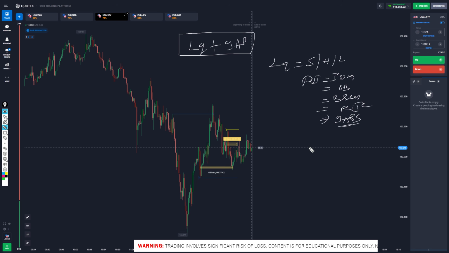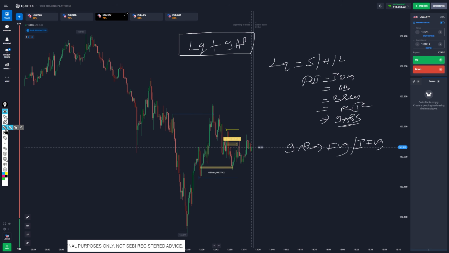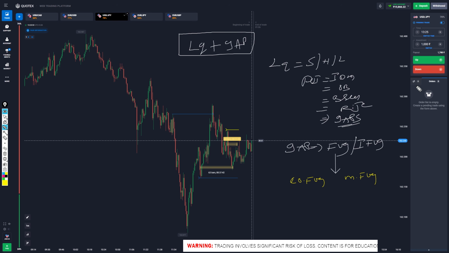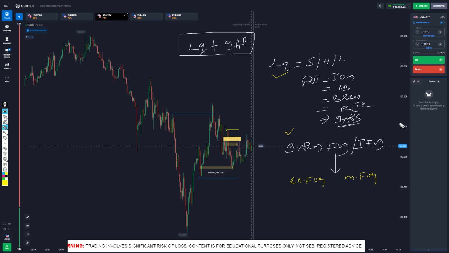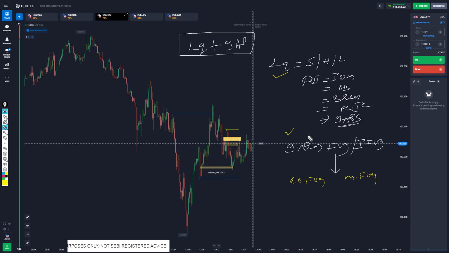Now, gaps means we have two types of gaps. First is the fair value gap. If it breaks, it will convert into an inverse fair value gap. From this fair value gap I also have two types of fair value gaps: one is confirmation FVG, and the second is manipulation FVG. So it looks like just two things, liquidity and gaps, but we have a lot of things behind that. If you combine all these things, you can read the market confidently.